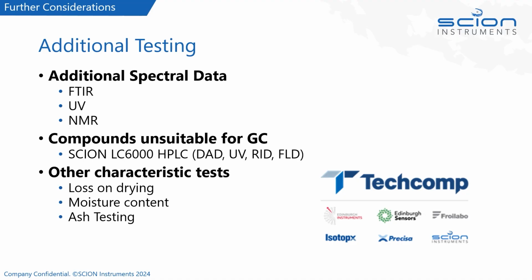As discussed, we may find that there are compounds that are unsuitable for GC, and one alternative is LC for purity determination. So here at SCION we have the LC6000, we have diode array detector available, UV, refractive index and fluorescence detector as well. There also may be a need for other characteristic tests.